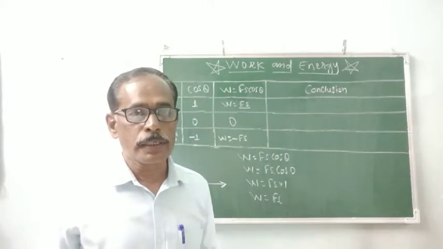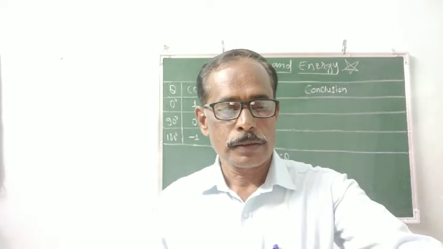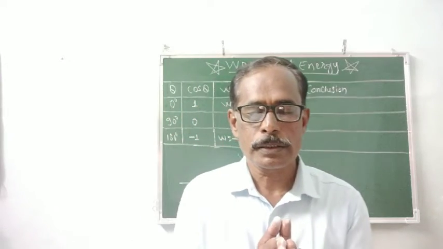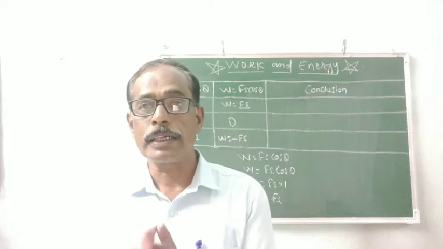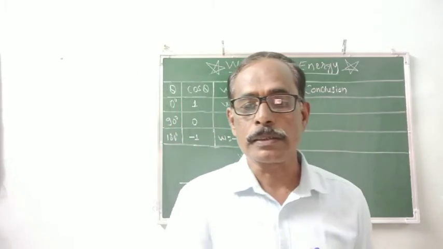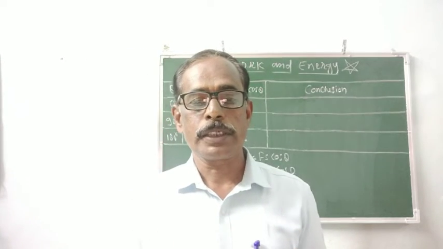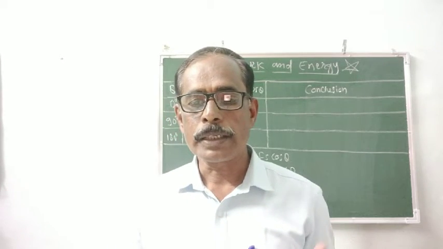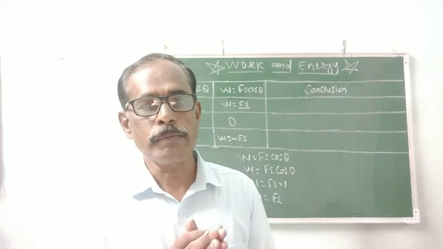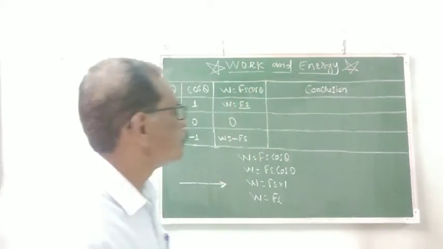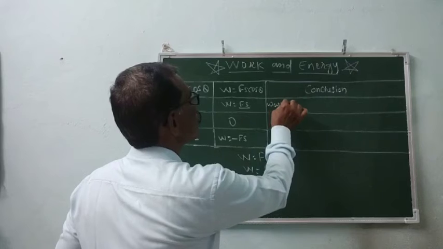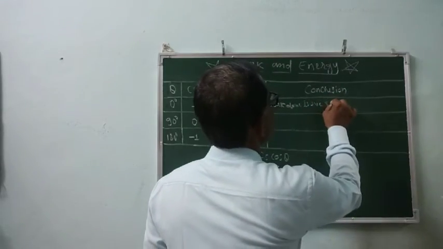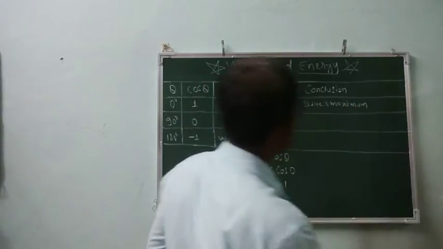Now how can we write the conclusion? When the theta angle is 0, the meaning is that the direction of the applied force and the direction of the displacement are the same, and in such a condition the work done by the force is positive and the maximum work, because the force and the displacement have the same direction.